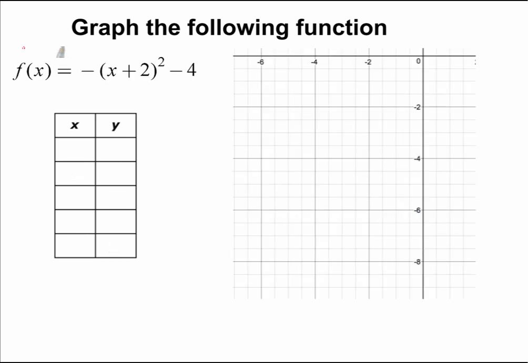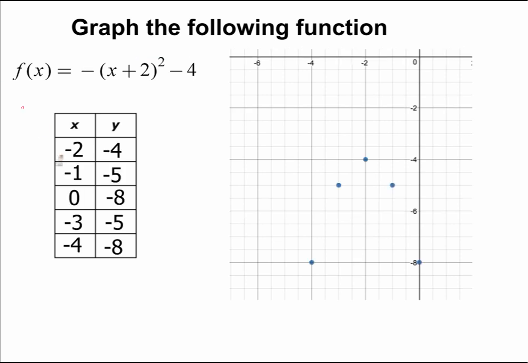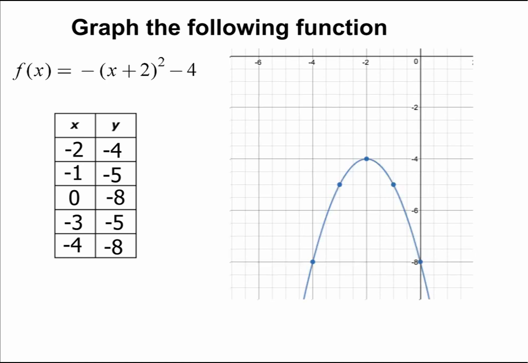All right, for another example, I've got negative 2 times x plus 2 squared minus 4. Once again, I would just put this part of it into my graphing calculator and get some points out. So here are 5 points. I've got (-2, -4), (-1, -5), (0, -8), (-3, -5), and (-4, -8). And because it's a quadratic, I know it has that U parabola shape, so I would just draw that in, and there's my function. So it's pretty simple to graph a function. Use your graphing calculator, find some points, plot those points, and then draw in your line.